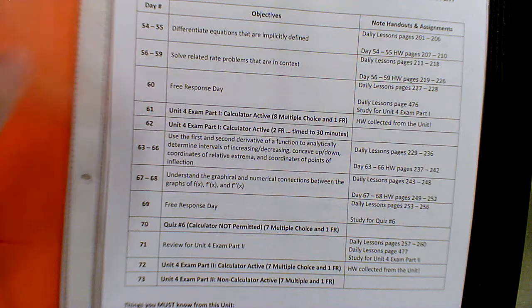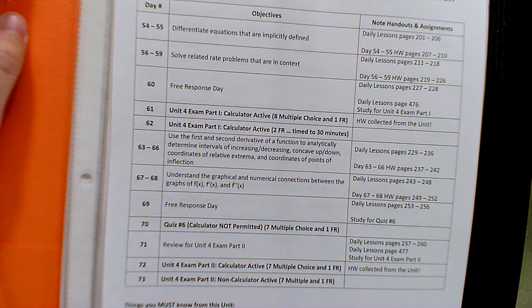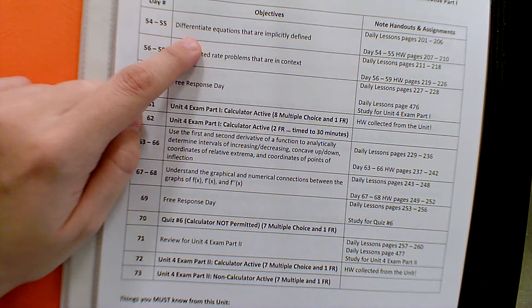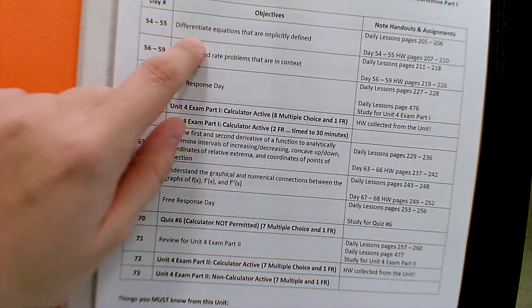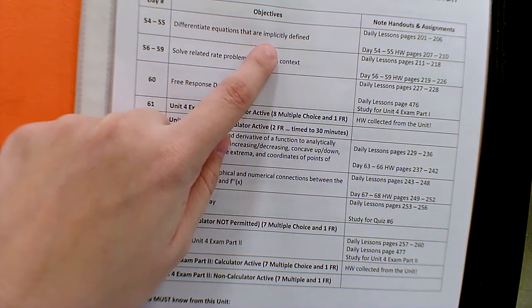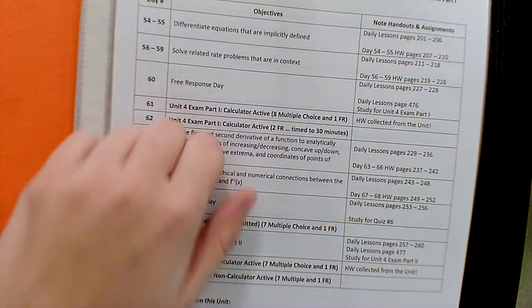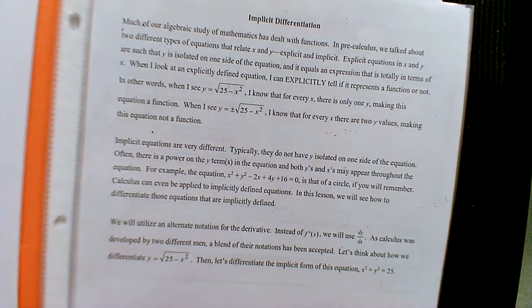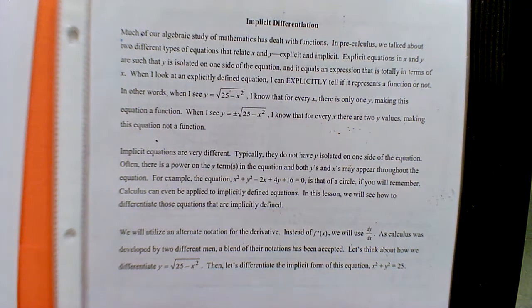We're going to break it up into two parts. So today we're going to talk about differentiating, finding the derivative of equations that are implicitly defined. Maybe you've never seen these types of equations before, so that's what we're going to discuss first. What on earth is an implicit equation? So we're going to start on page 201.